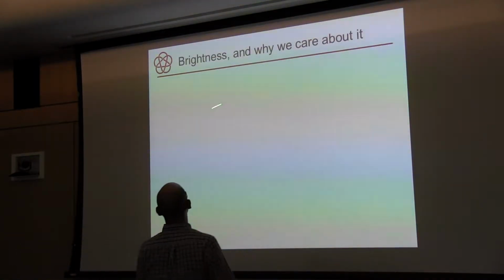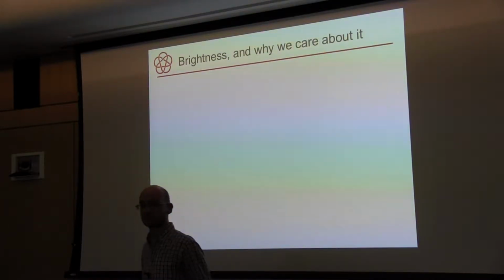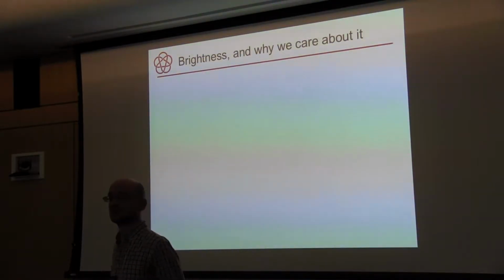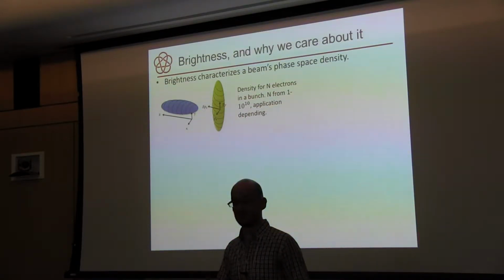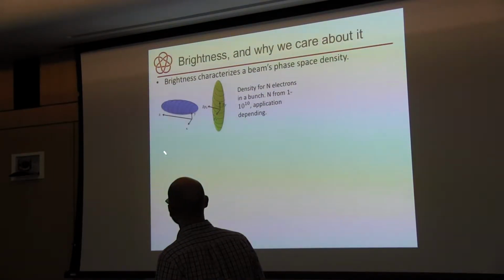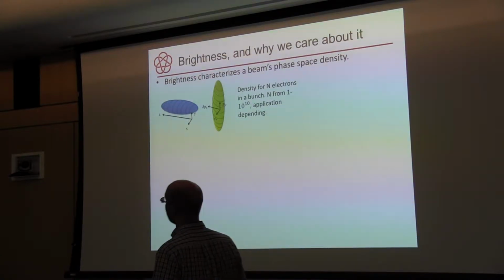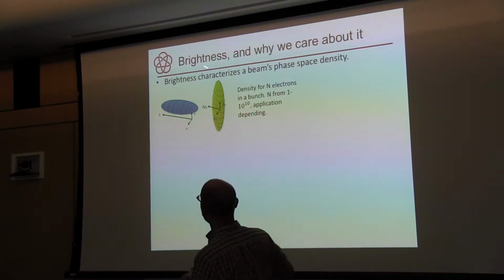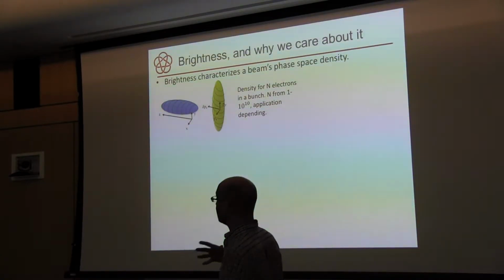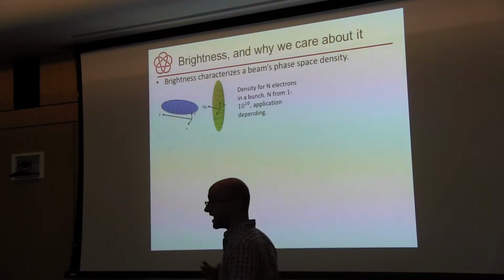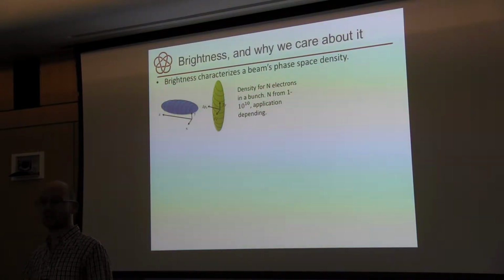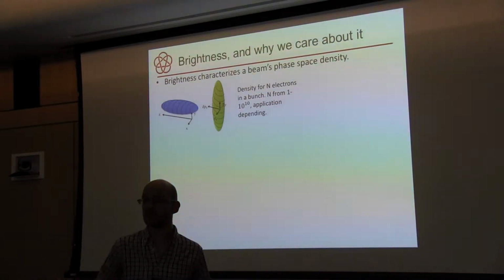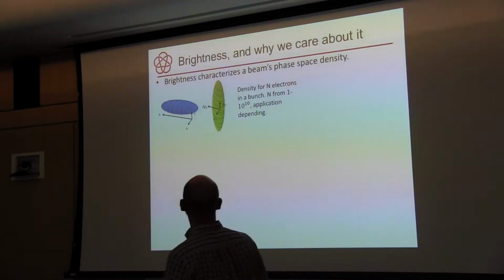Okay, the first thing I want to talk about is brightness. It's the first pedagogical talk, and so what is beam brightness and why do we care about it? Brightness characterizes a beam's phase space density. Phase space is the six-dimensional space of 3 coordinates and 3 momenta. And whenever I write down a blob, which corresponds to the density, I'm talking about the density for N electrons, where N is the number of electrons in a bunch, and it depends wildly from 1 to 10 to the 10, depending on the application.